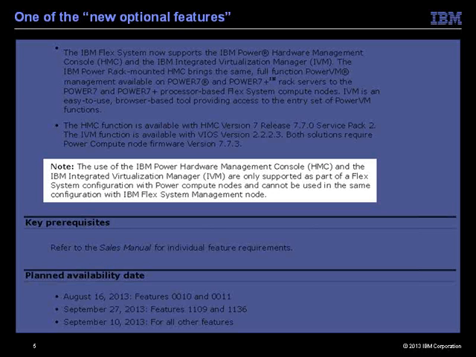It does have to contain at least one Power compute node to be able to HMC or IVM manage. It doesn't have to be Power only. There can be x86 nodes in there. But the key part of this is that it cannot be used if there is an FSM in place.